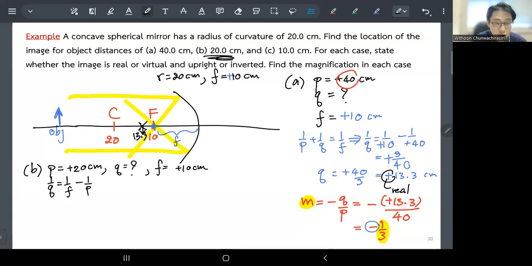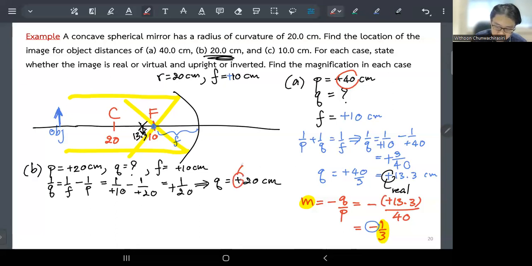So now you place your object at 20 centimeter. All right. Plug it in. 1 over F to be positive 10 minus 1 over P, which is positive 20. What you get over here is 1 over 20. It's still positive. So what you get at the end is Q is positive 20 centimeter. Real or virtual, guys? Positive, so it's real.